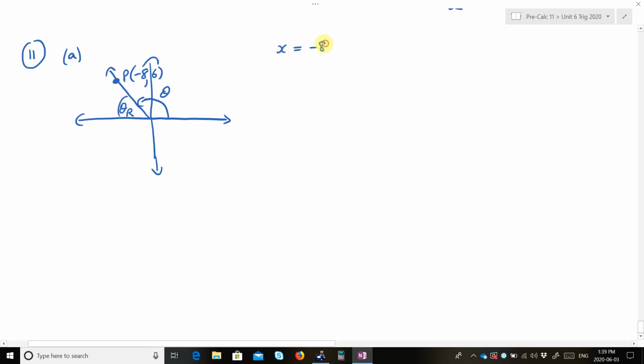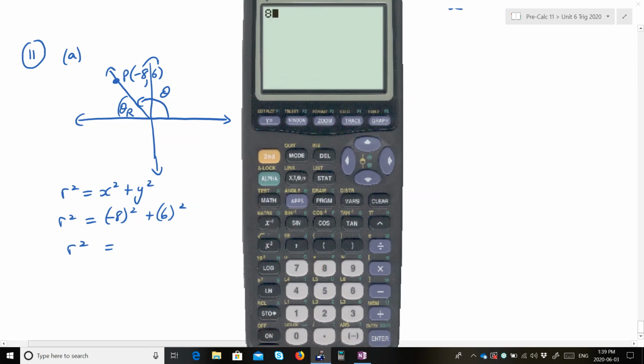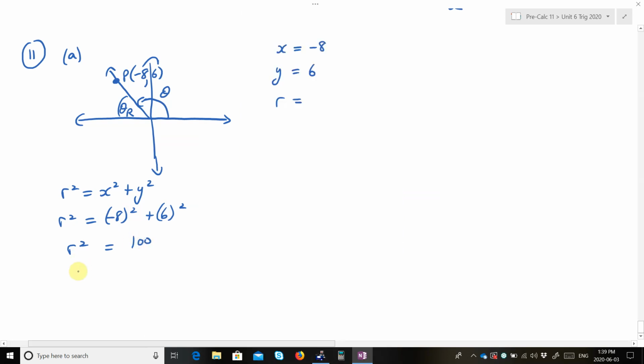X, of course, is the x-coordinate, -8. Y is the y-coordinate, 6. They want us to figure out r. We're going to have to do r squared equals x squared plus y squared. So r squared is equal to -8 squared, which is the same as 8 squared, so 8 squared plus 6 squared. And we get 100. Awesome, so r is equal to plus or minus the square root of 100. R is equal to plus or minus 10, but since it's a radius, r is 10.